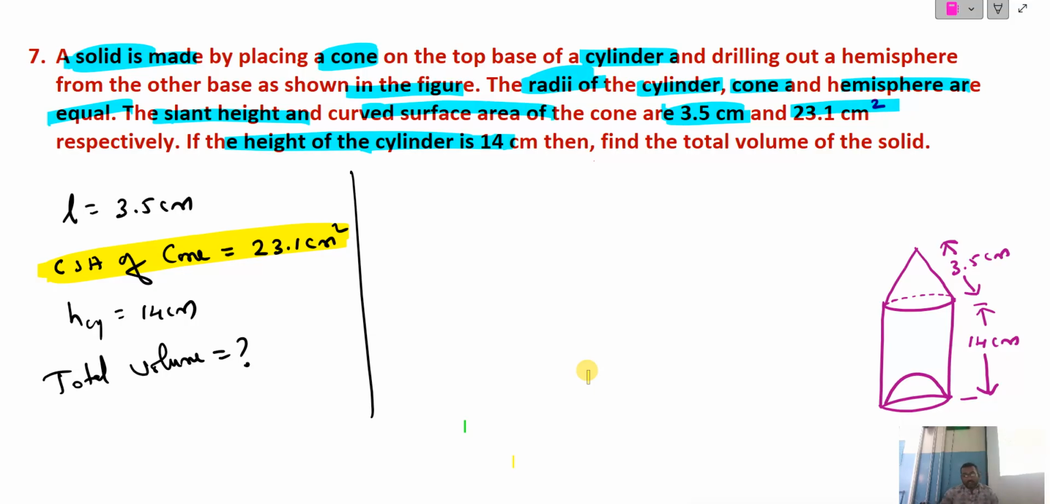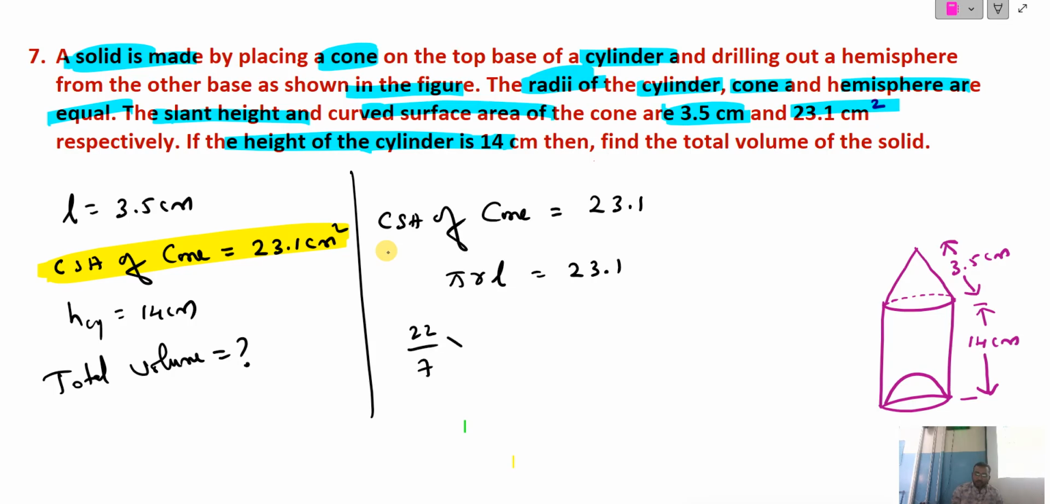What is that missing? As you can see, they have not given the radius. So the radius part is missing in this figure. To find that radius, they have given this option to calculate. We know that the curved surface area of cone is 23.1 centimeter square, given in the problem. The formula to find the curved surface area is pi r l equals 23.1. So the value of pi is 22 by 7 into r into the value of l is 3.5.